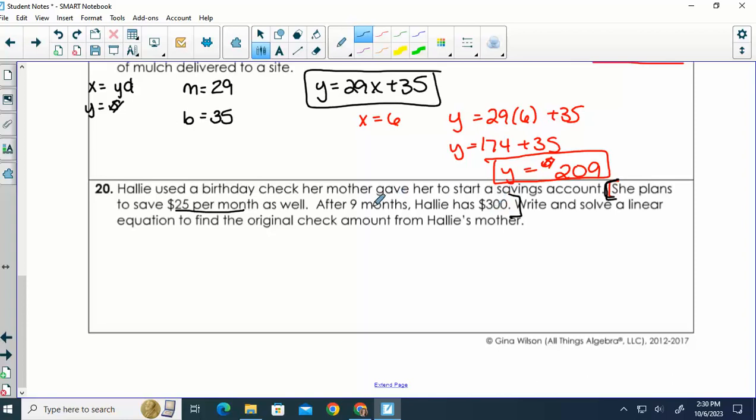Y. That gives me an x and a y, doesn't it? At the time, I have the corresponding value. So this is a point in the slope. So my x here is the months. My y is the cost. We know the slope, $25 per month. And then after 9 months, she has $300. That would be an ordered pair. So now we have to write an equation from this. What do we do?